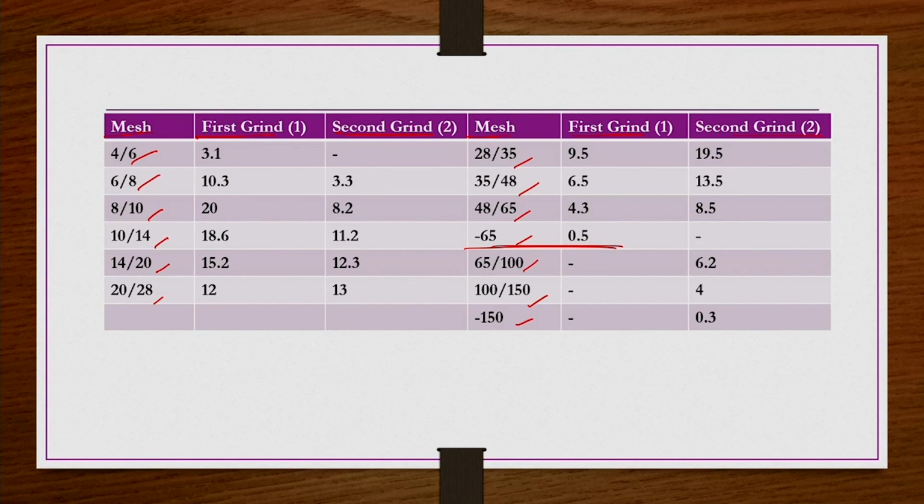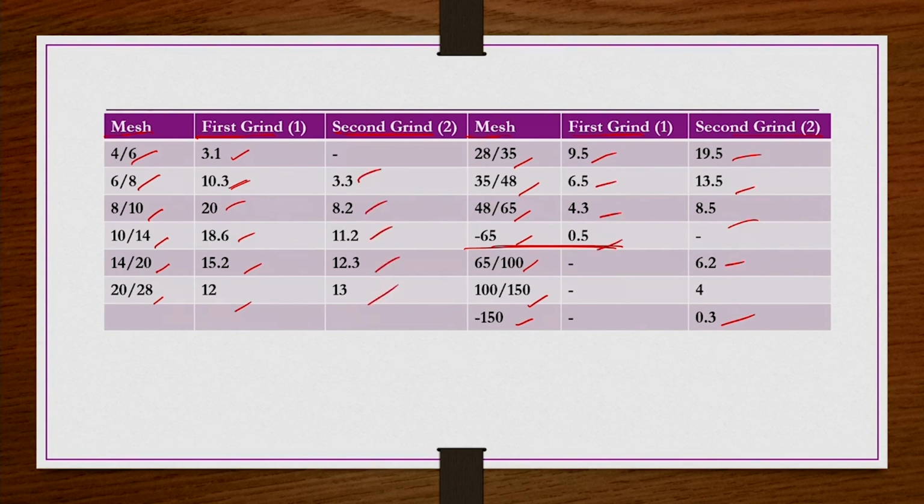So, this first grinding 3.1 is on a mass basis. So, 3.1% of the solid mass is retained on 4 mesh. 6 by 8, 10.3, that means 10.3% of the solid mass fraction is retained on mesh 6. Like that, all the information, the mass fractions, are given here for both first and second grind, right. So, that is given here.